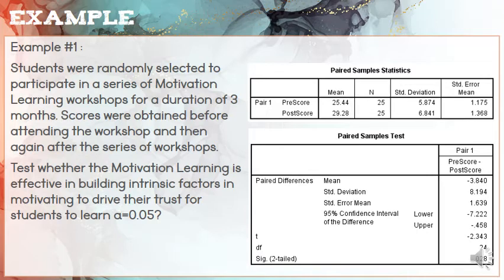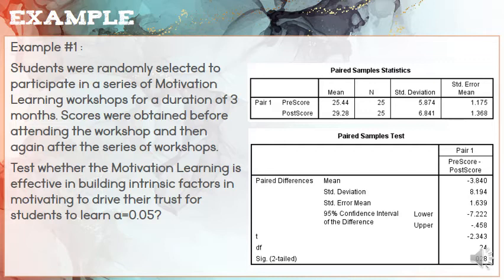Okay, let's look at example number 1. So students were randomly selected to participate in a series of motivation learning workshop for a duration of 3 months, and the score were obtained before attending the workshop and then again after the series of workshop. So test whether the motivation learning is effective in building intrinsic factors in motivating the student to learn at alpha 0.05. So here you were given an output.